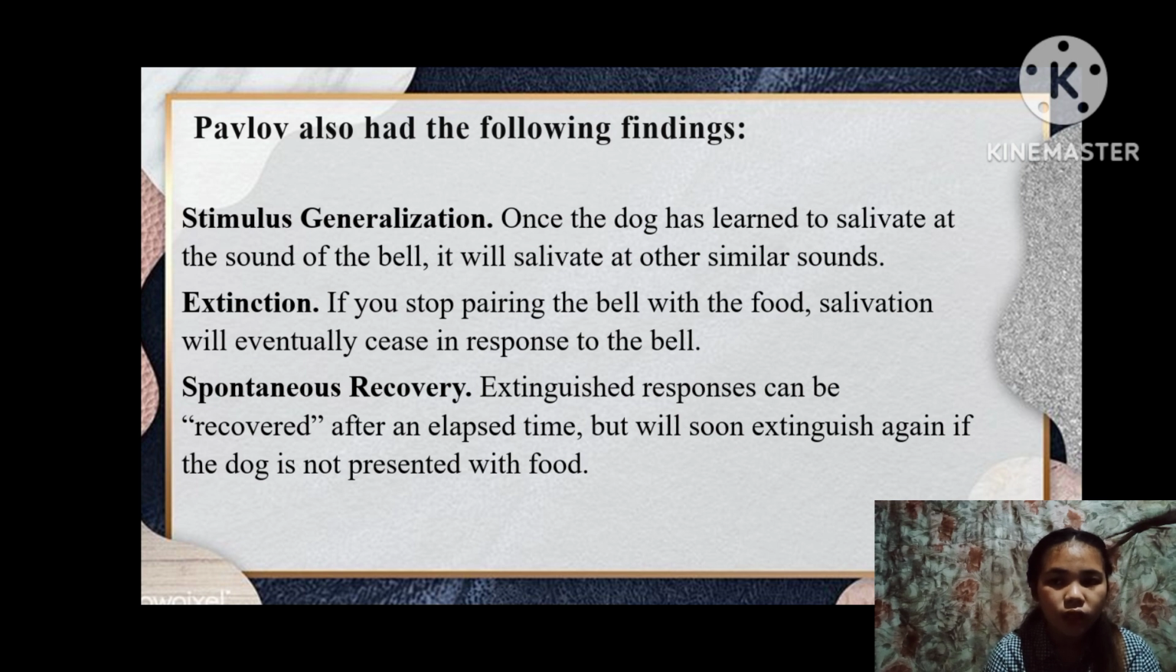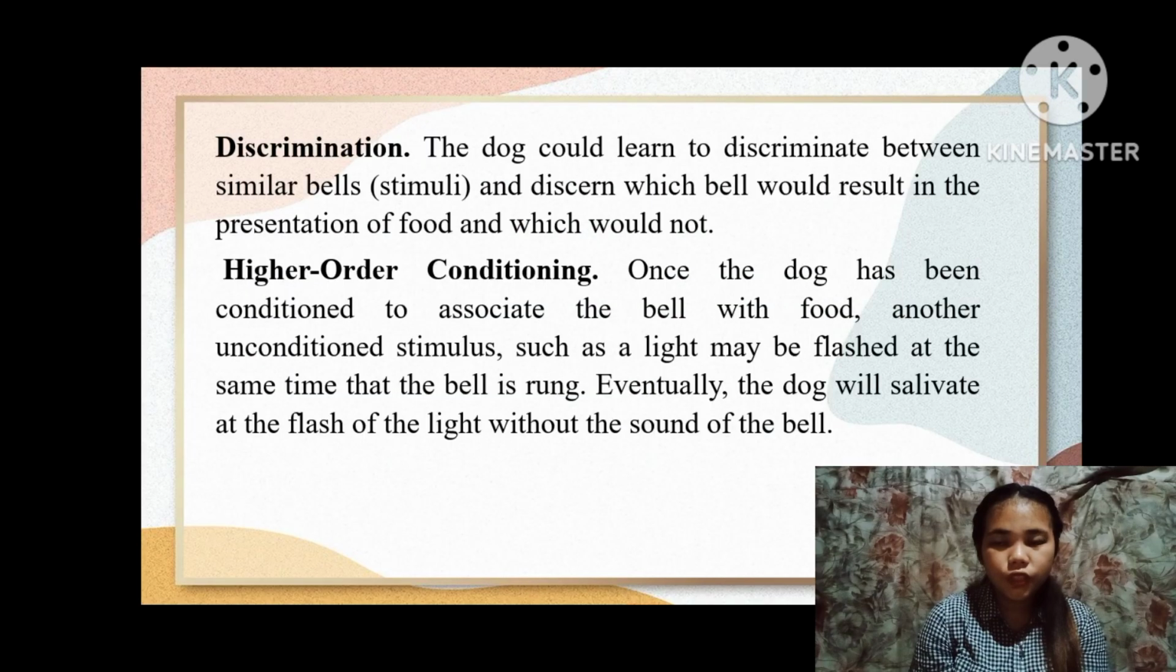So mao ni need jud nga i-recover kay para ang conditioned stimulus is mugawas gid siya og ma-condition gid ang animals or ang dog. Discrimination. The dog could learn to discriminate between similar bells and discern which bell would result in the presentation of food and which would not.